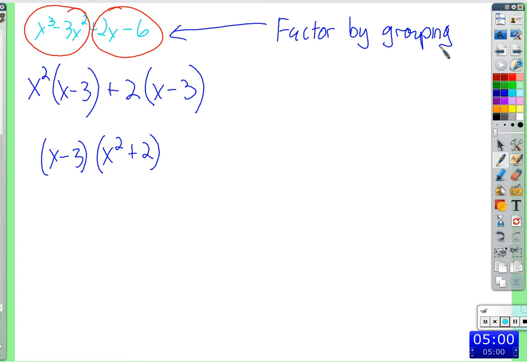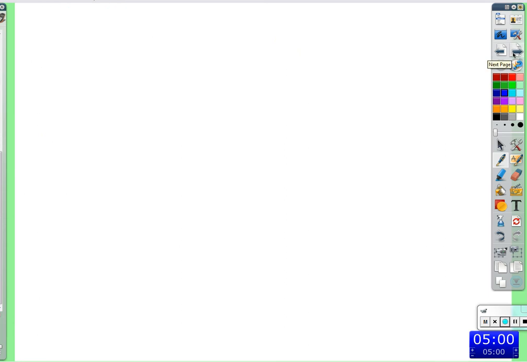So this works primarily when you have an even number of terms, first off, because you need to be able to break it into two equal groups. Two terms and two terms, or three terms and three terms. We'll just do two terms and two terms. Okay? So four terms altogether. Let's find one that factors out kind of interestingly. h to the third plus 4h squared minus 25h minus 100.